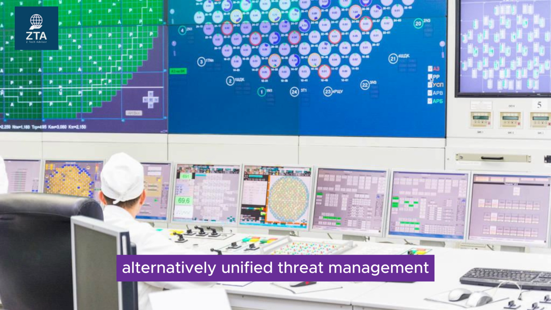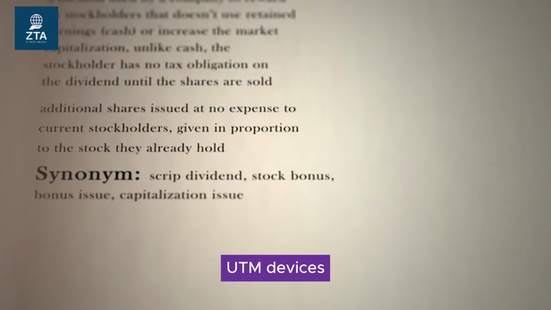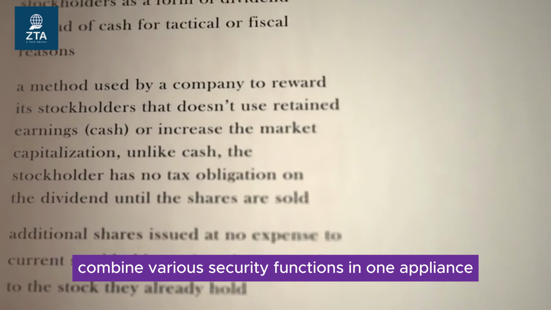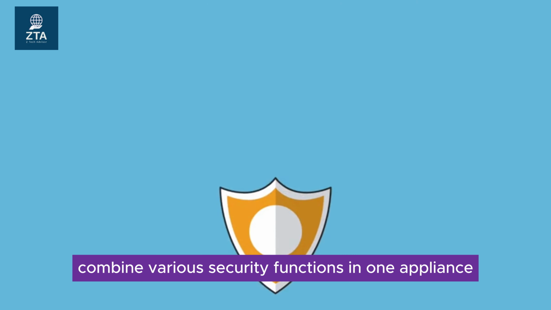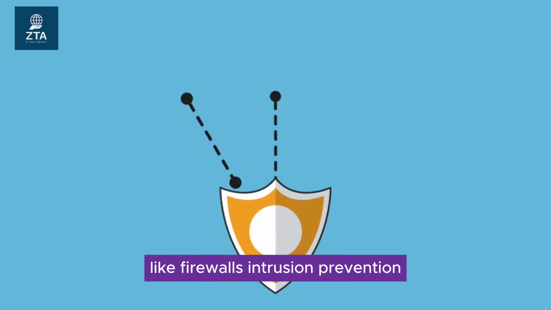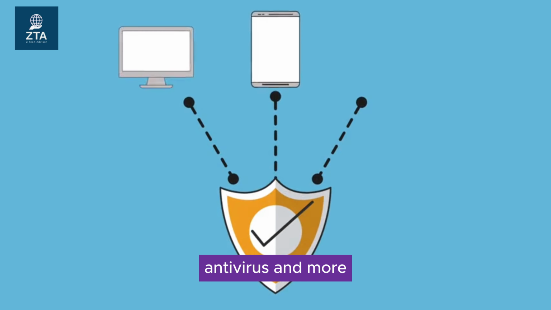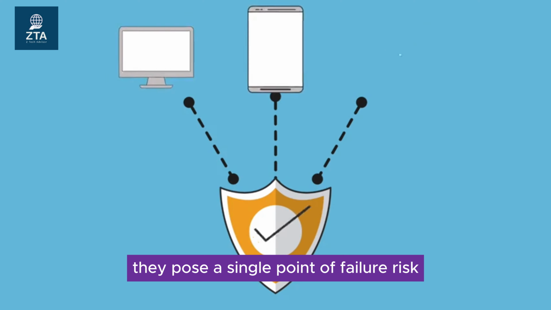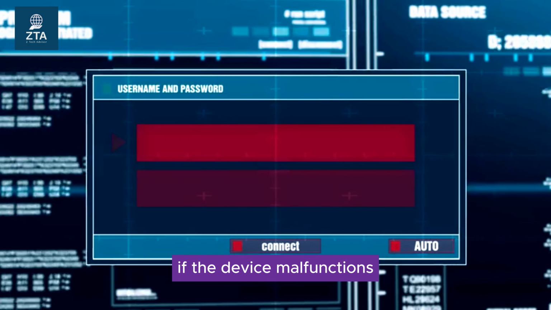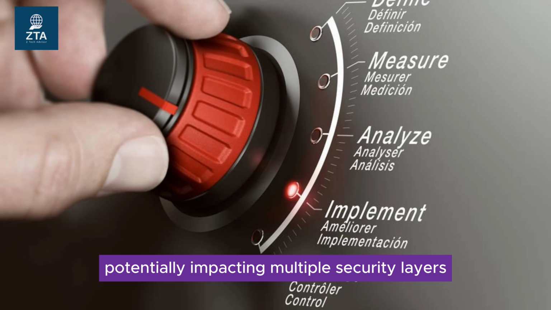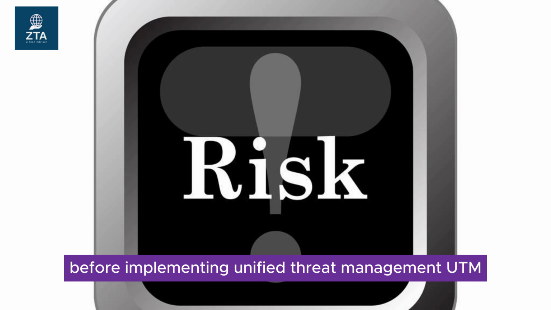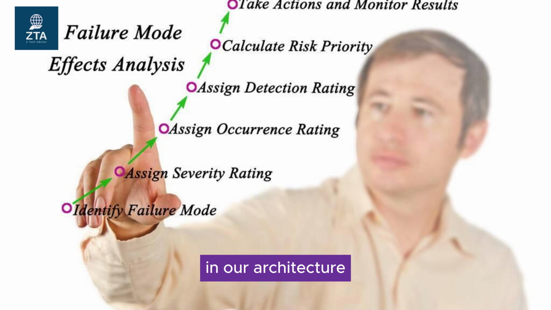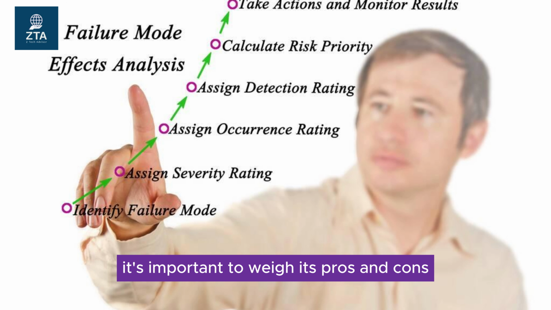Alternatively, Unified Threat Management, UTM, devices combine various security functions in one appliance, like firewalls, intrusion prevention, antivirus, and more. While they reduce complexity and costs, they pose a single point of failure risk if the device malfunctions, potentially impacting multiple security layers. Before implementing Unified Threat Management, UTM, in our architecture, it's important to weigh its pros and cons.